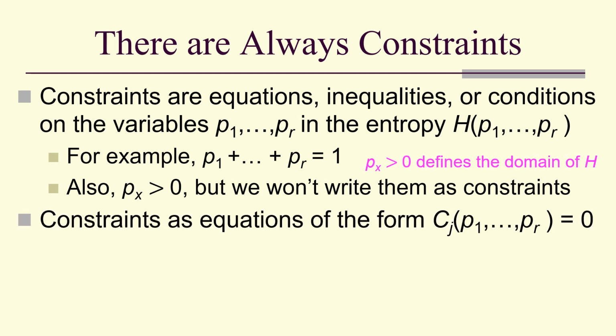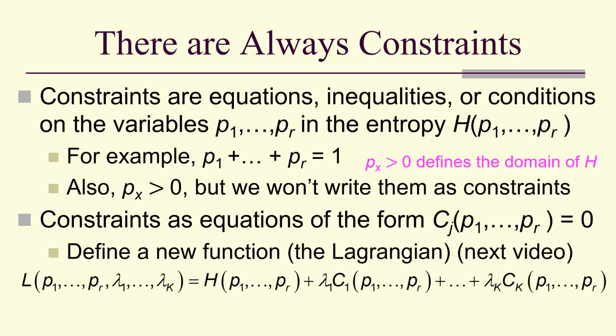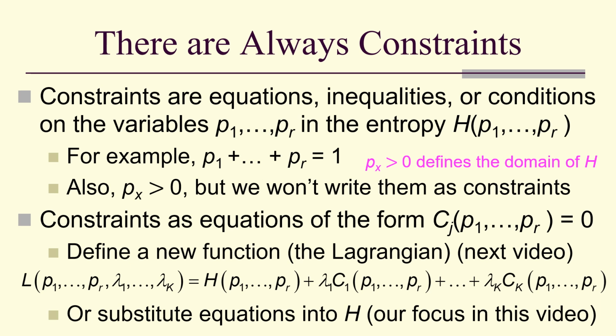Constraints are equations of the form c sub j of the variables equals 0. And that's going to lead us to define a new function called the Lagrangian, which we'll look at more closely in the next video. Or we'll substitute our constraint equations into H, which is what we're going to do in this video.